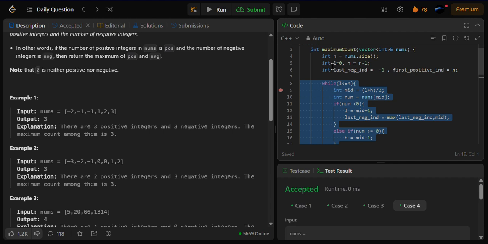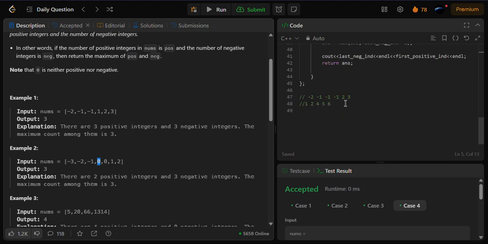So for example, let's say we initialize a low pointer, which is L, equal to 0, and high, which is n minus 1. Let's take this example. It will be pointing at minus 3 and 2 in the beginning. Then we will do binary search. We first take up the middle element. So it would be minus 1 in this scenario, because no, it will be 0 in this scenario, because L is currently 0.